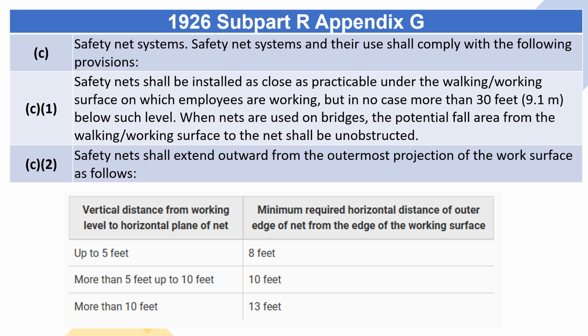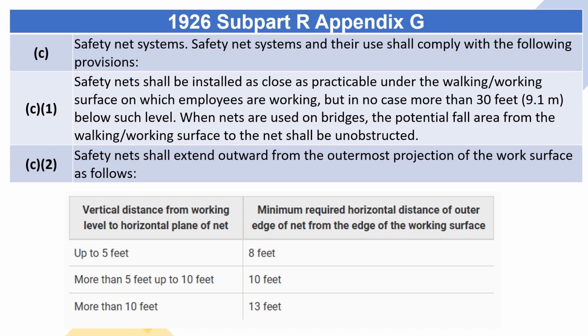C.1. Safety nets shall be installed as close as practicable under the walking/working surface on which employees are working, but in no case more than 30 feet, 9.1 meters, below such level. When nets are used on bridges, the potential fall area from the walking/working surface to the net shall be unobstructed. C.2. Safety nets shall extend outward from the outermost projection of the work surface as follows.